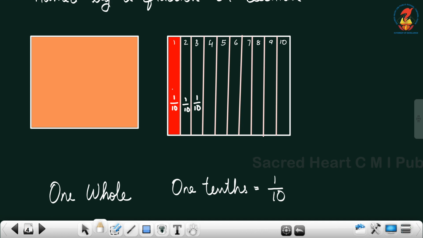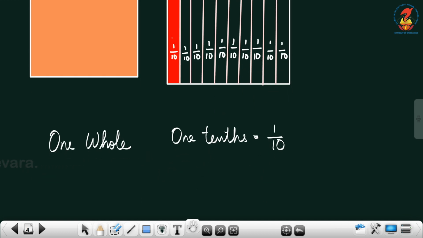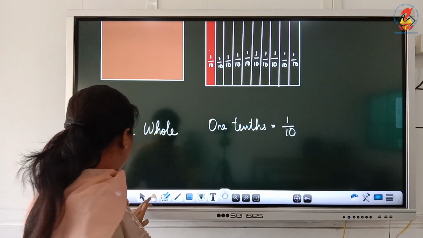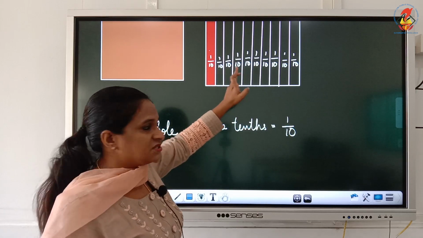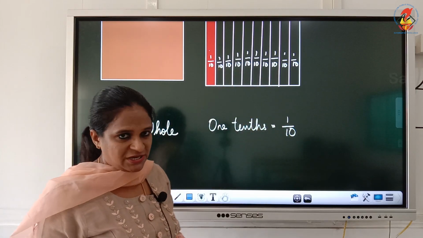If 2 parts are shaded, you write 2 by 10. If 3 parts are shaded, you write 3 by 10. If 4, then 4 by 10, like that it goes on. Now here each portion is 1 by 10. How do you write 1/10? In fraction you write it as 1 by 10. Here the square box is divided into 10 equal parts. Each part is called 1 by 10.